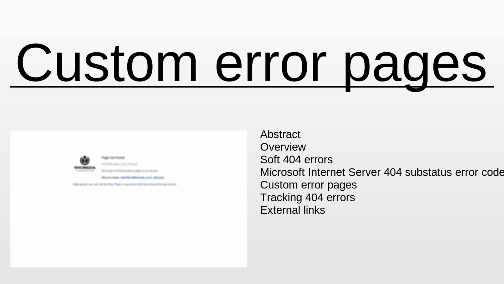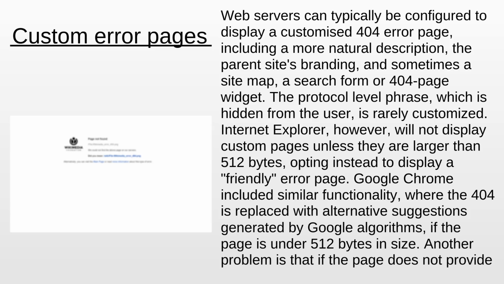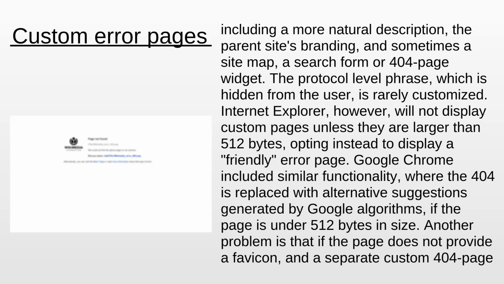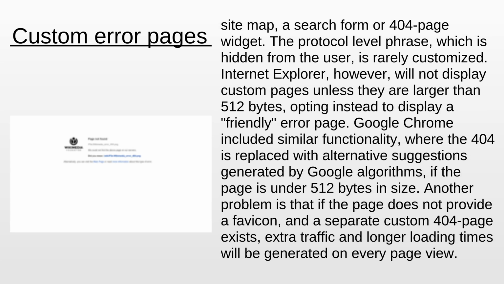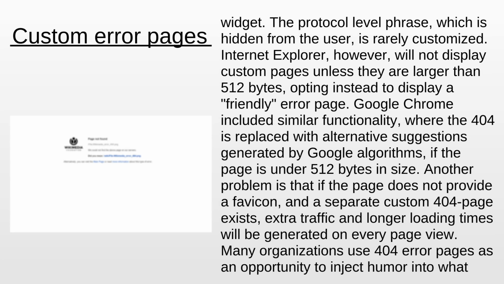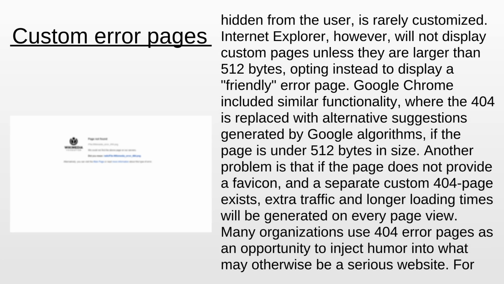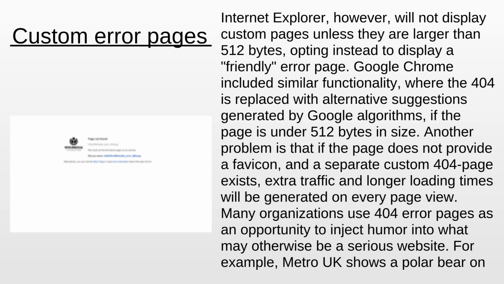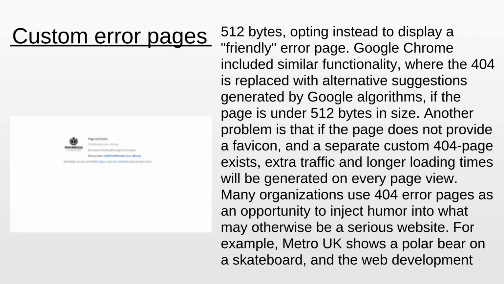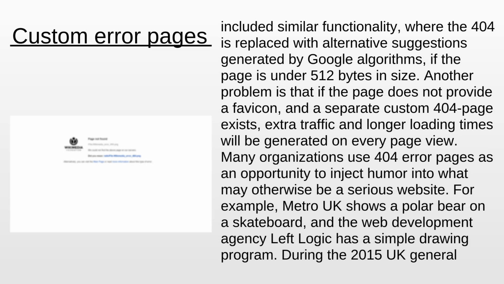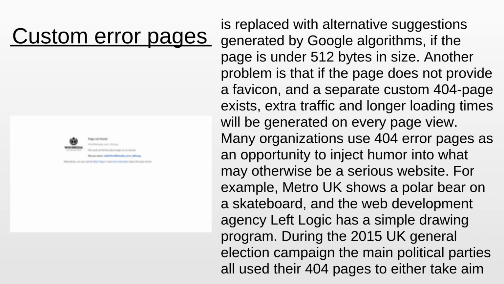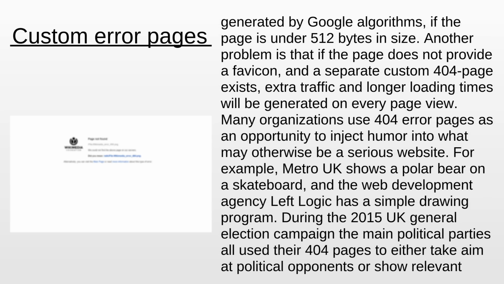Custom error pages. Web servers can typically be configured to display a customized 404 error page, including a more natural description, the parent site's branding, and sometimes a sitemap, a search form or 404 page widget. The protocol level phrase, which is hidden from the user, is rarely customized. Internet Explorer, however, will not display custom pages unless they are larger than 512 bytes, opting instead to display a friendly error page. Google Chrome included similar functionality, where the 404 is replaced with alternative suggestions generated by Google algorithms, if the page is under 512 bytes in size.